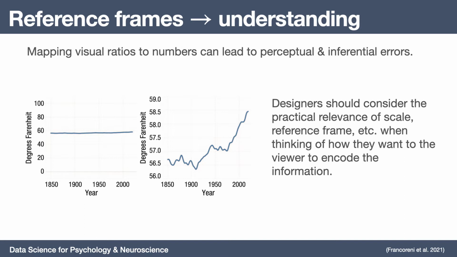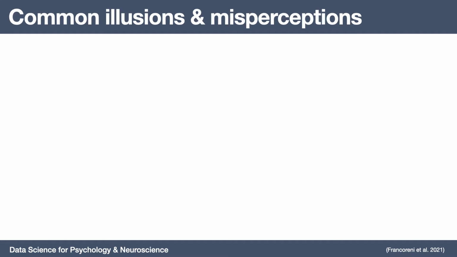It's not an easy heuristic to just say scale axes or don't scale axes. You have to fundamentally think about the way that you can accurately convey information without amplifying certain effects. Now, this is just one example of how practical features of data visualization can lead to biases. There are other very common illusions and misperceptions that happen when viewing data or data visualizations.